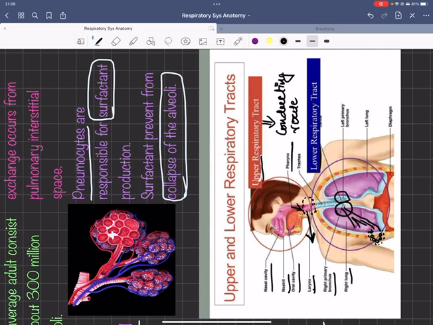And finally in this way the complete process of the respiratory system occurs within this respiratory tract.